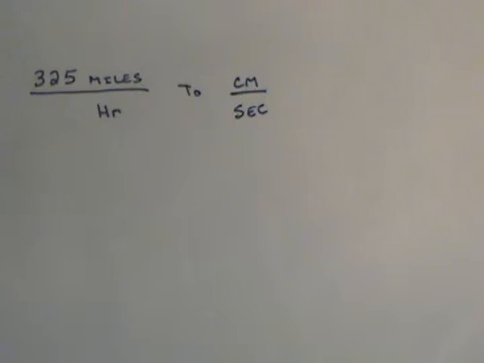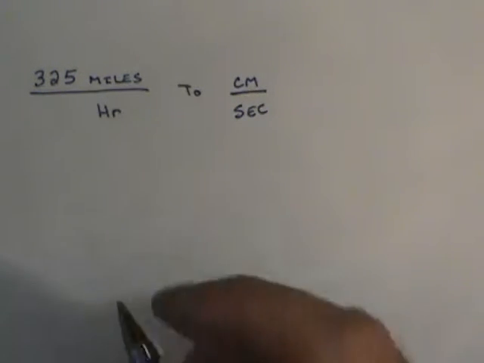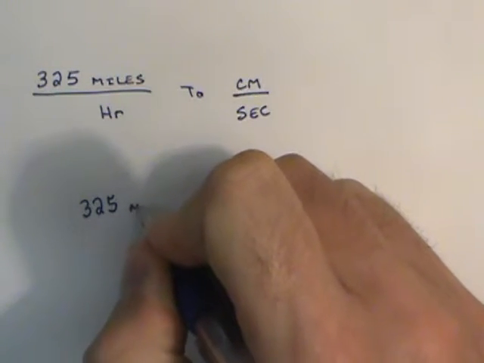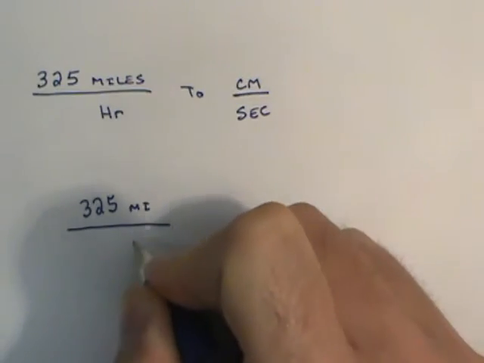Here's a second example for unit conversions. In this problem, we want to take 325 miles per hour and convert it to centimeters per second. So we'll start off with our units. We'll say 325 miles per hour.